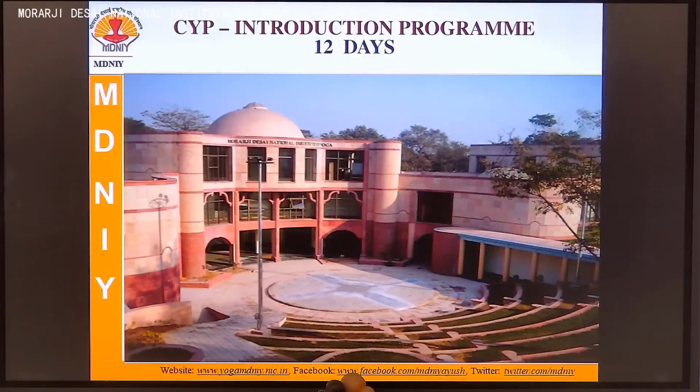Now slowly place your palms on your eyes and open your eyes with a beautiful smile on your face. Thank you. Stay happy and stay healthy. Jai Hind, Jai Bharat.